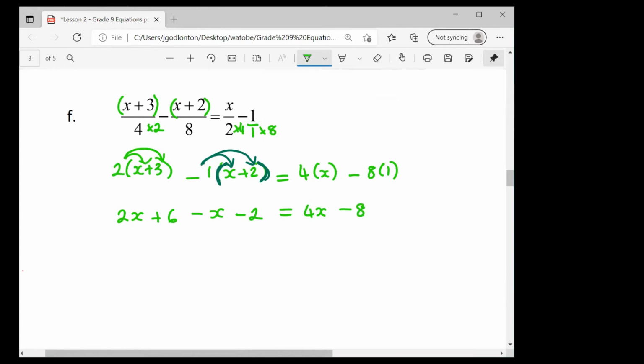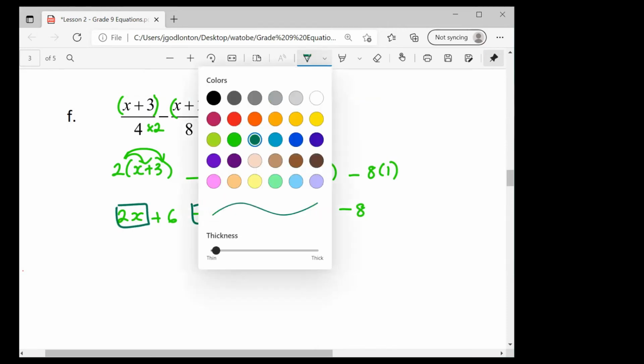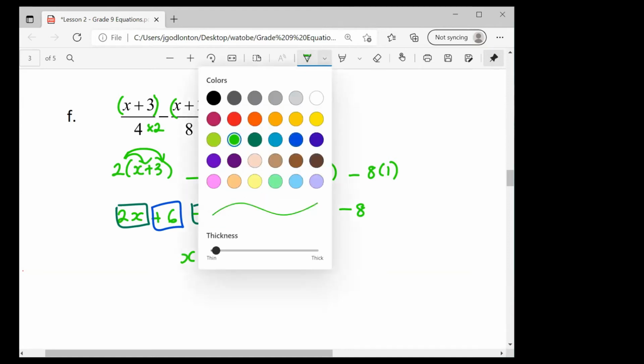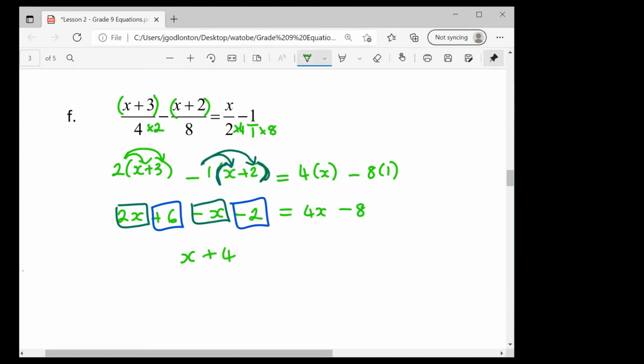I'm just going to simplify both of my sides to make it a little bit easier. So I'm going to link my like terms. And on the left-hand side, my like terms are 2x minus x, which gives me x. And I've also got 6 minus 2, which gives me 4. Okay, you don't have to do this step. You can jump straight to moving things to the left and to the right. I just think sometimes this makes it a bit easier.